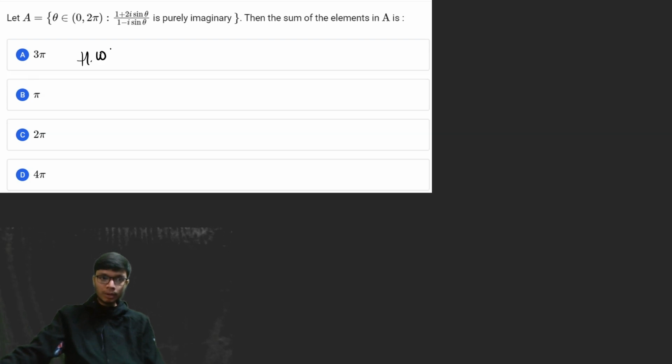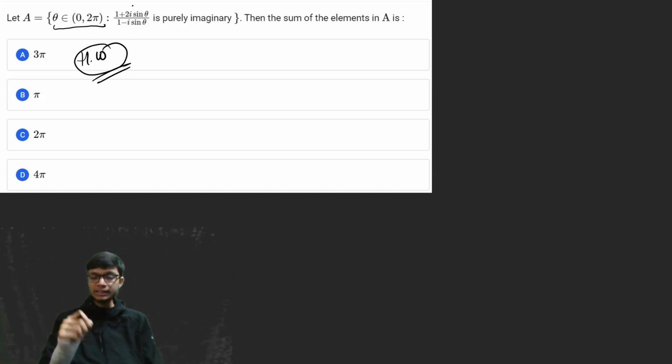I will leave this particular problem as a homework problem to all of you. You just have to look for the set A, the set A of all the theta values. This was a similar kind of problem that was asked in JEE Advanced also, only the values were changed. If you look at this, theta belongs to 0 to 2 pi, and it is saying that this particular complex number is purely imaginary.